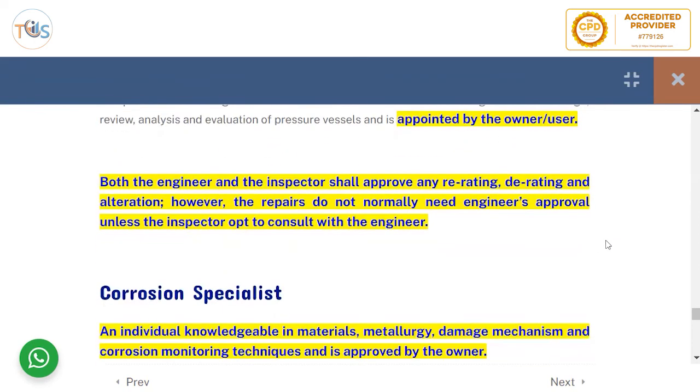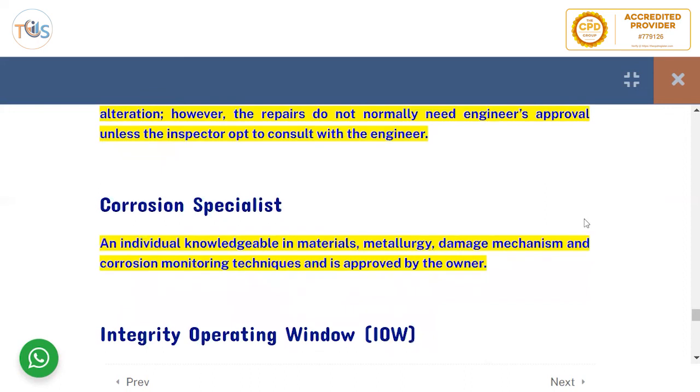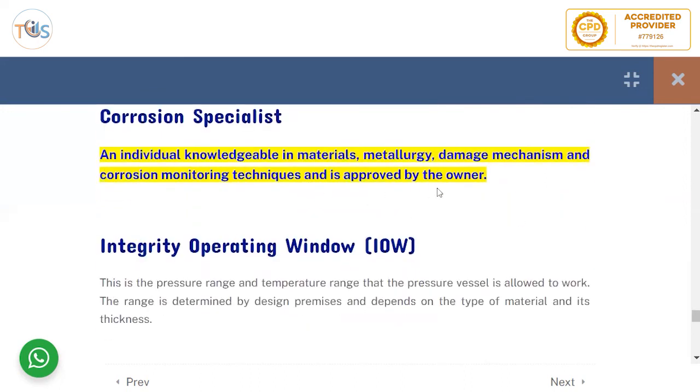Remember that both the engineer and inspector shall approve the re-rating, derating, and alteration. However, repairs do not normally need the engineer's approval because there is no change in the integrity operating window, unless the inspector wants to consult with the engineer on some major repair. The corrosion specialist, again, should be approved by the owner. It actually represents the owner itself. It is an individual who is knowledgeable in materials, metallurgy, damage mechanisms, and corrosion monitoring techniques, and again approved by the owner.